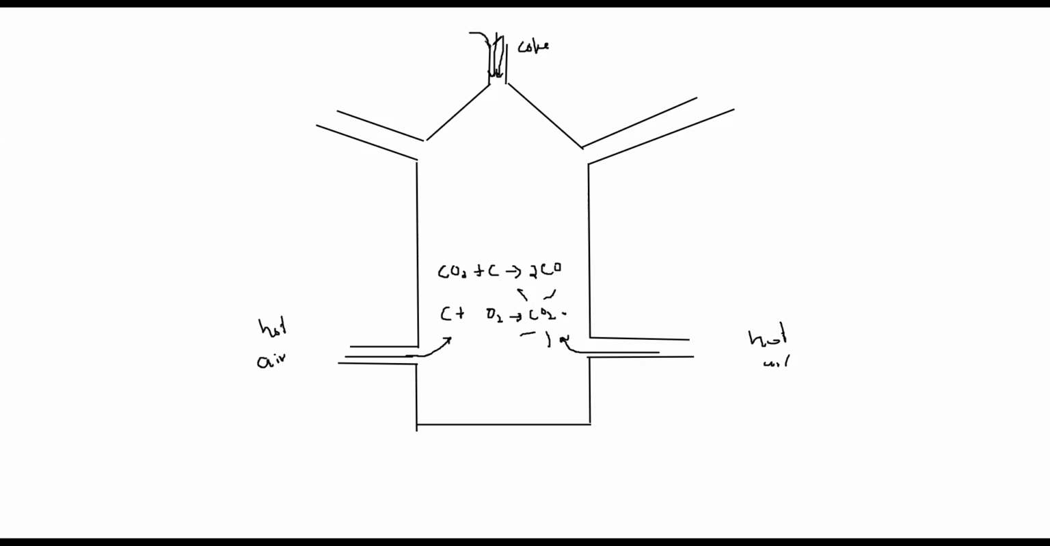Now once we reach a certain temperature for the furnace, we will add the ore. So ore from the top reacted with carbon monoxide. Carbon monoxide is a good reducing agent, so it will form iron. This equation is not balanced, I'm just completing the product. So it will form iron and carbon dioxide. The iron which is formed in this reaction will move to the bottom.